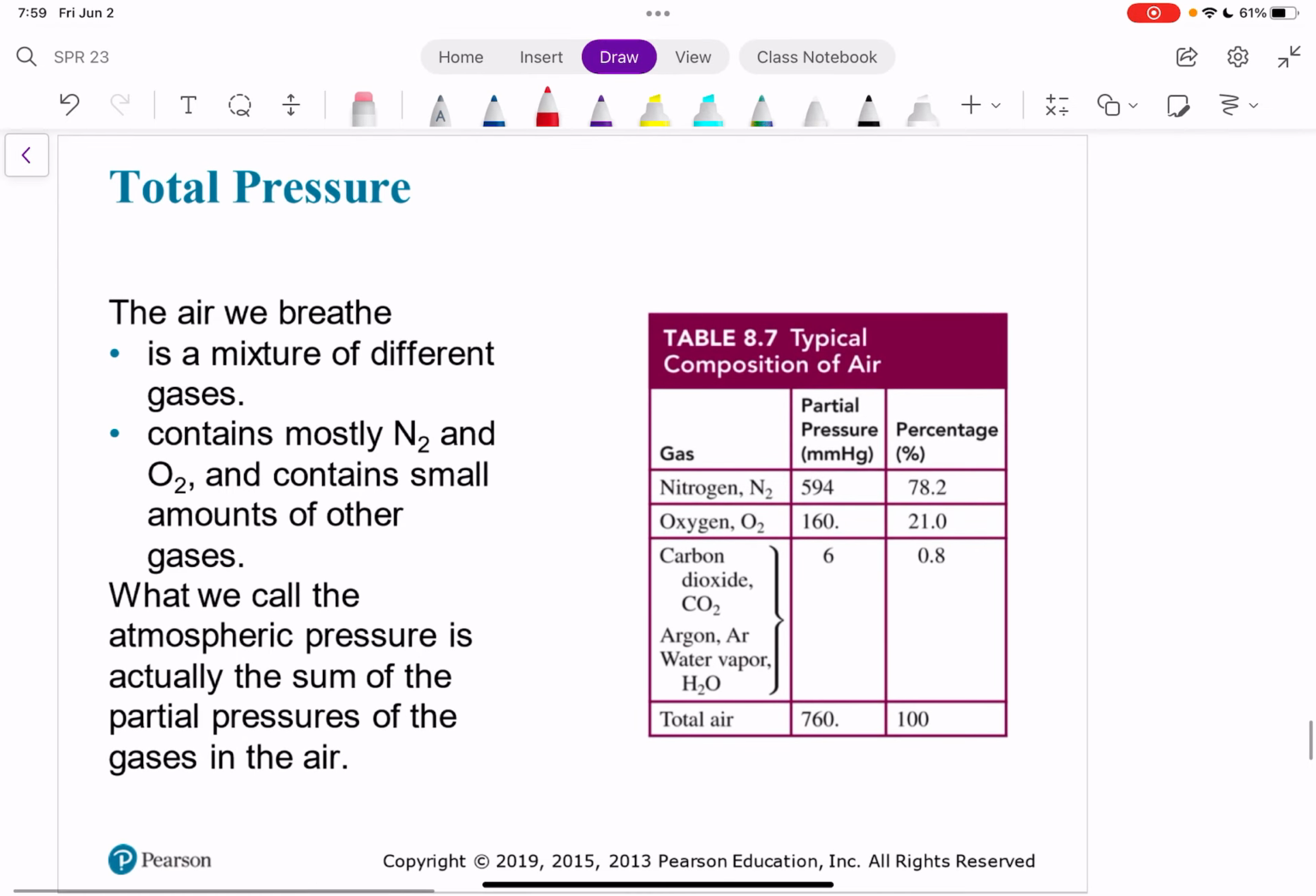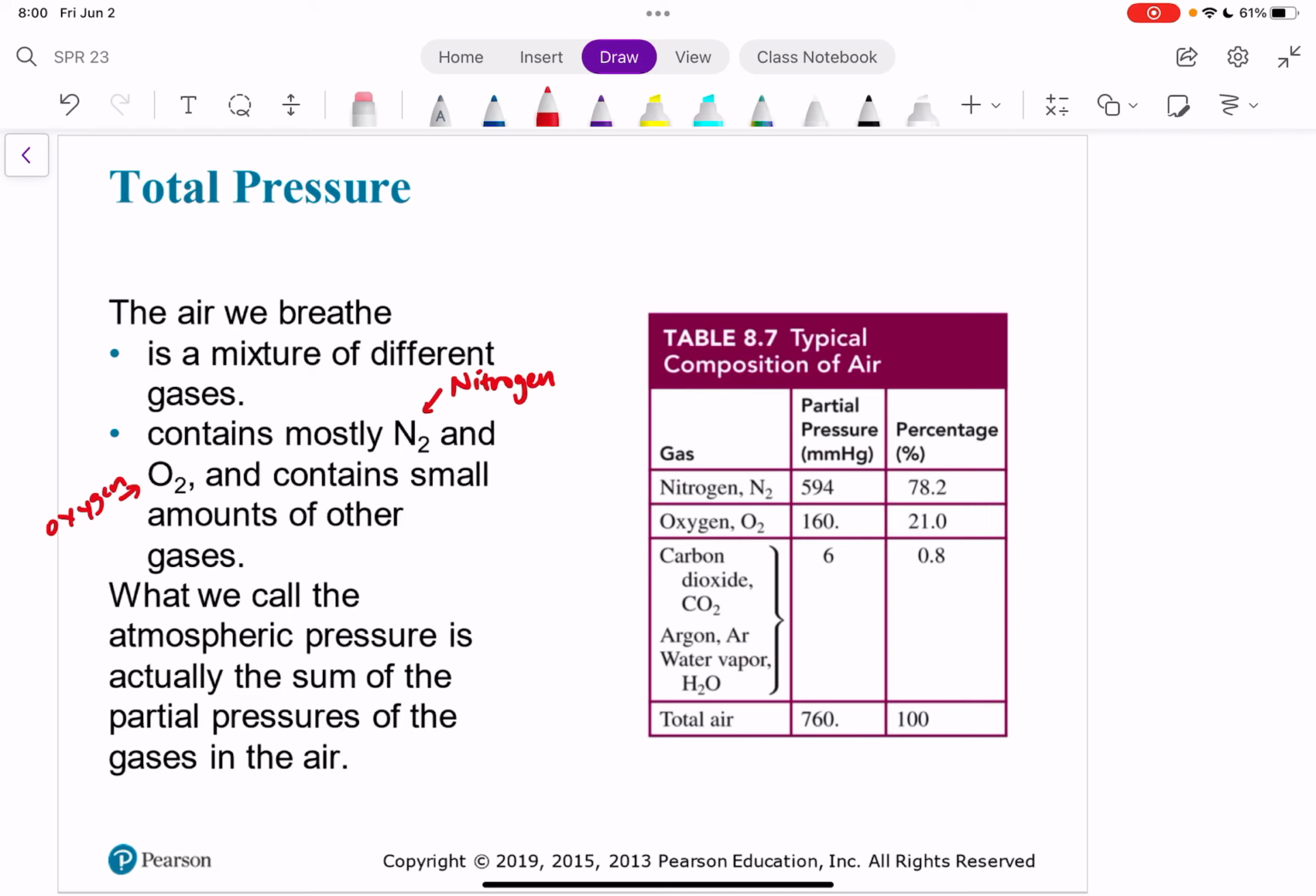So, for instance, the air that we breathe every day is actually a mixture of a lot of different gases. It's mostly nitrogen. So remember, nitrogen is a diatomic molecule. So N2 we would just call nitrogen, right? It's in its elemental form. And oxygen, O2, another diatomic molecule, right? So it's mostly nitrogen and oxygen and then some other gases mixed together.